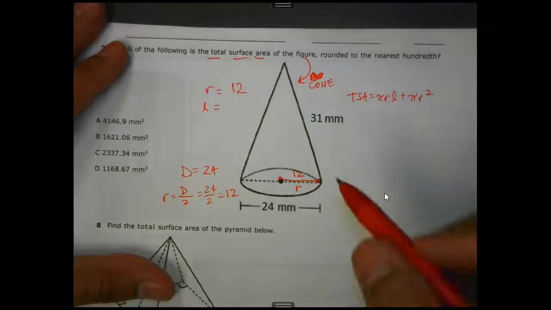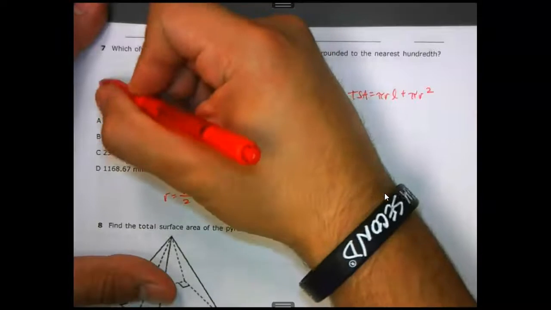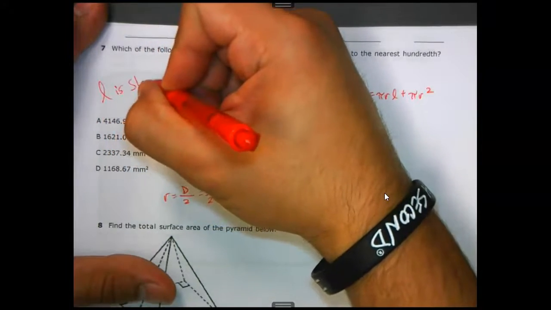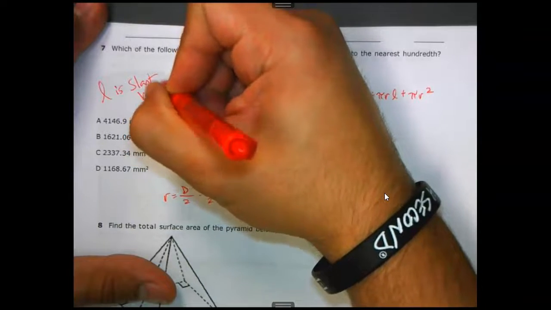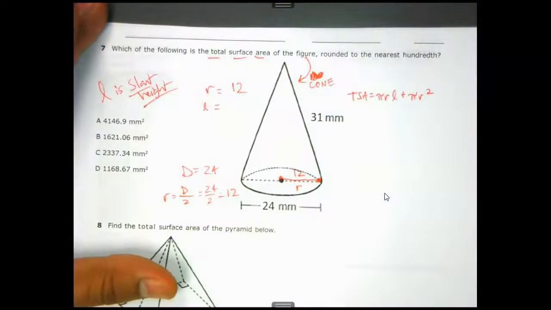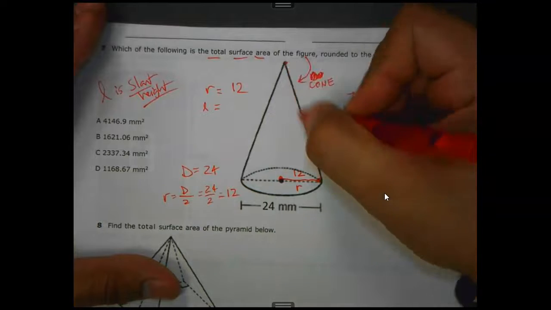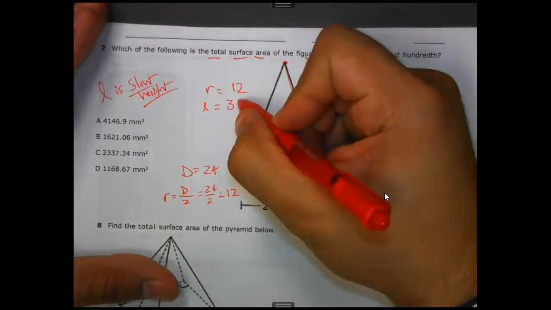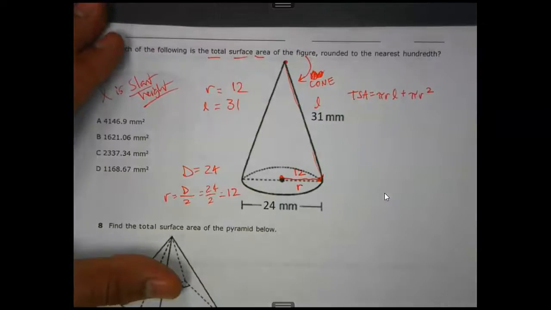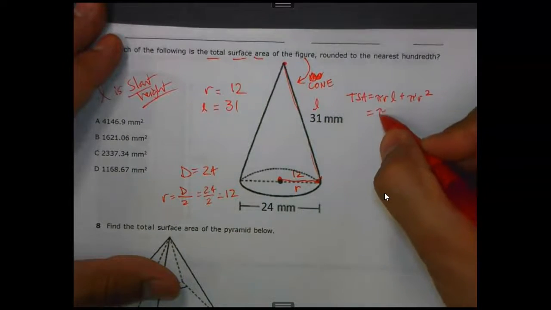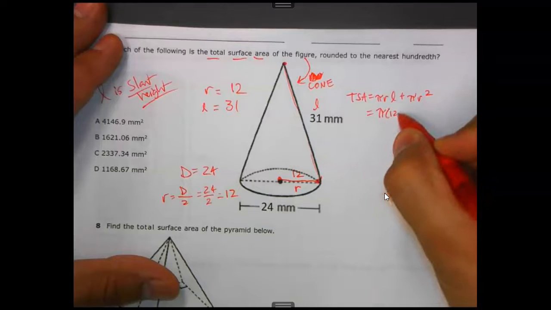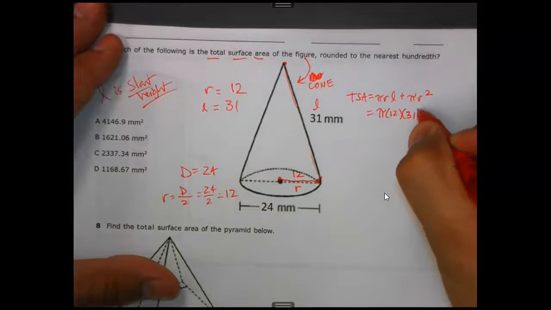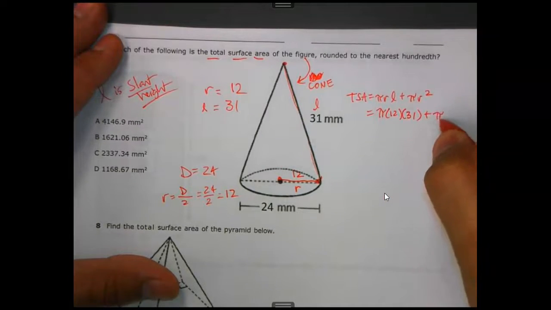Now L, remember, L is slant height. So on the slant, from the tippy tip to one of the edges right there, that's my L. My L is 31. Cool. So all I'm going to do is plug it into this formula: pi r L plus pi r squared. So pi, radius is 12, L is 31, plus pi, radius is 12, squared.